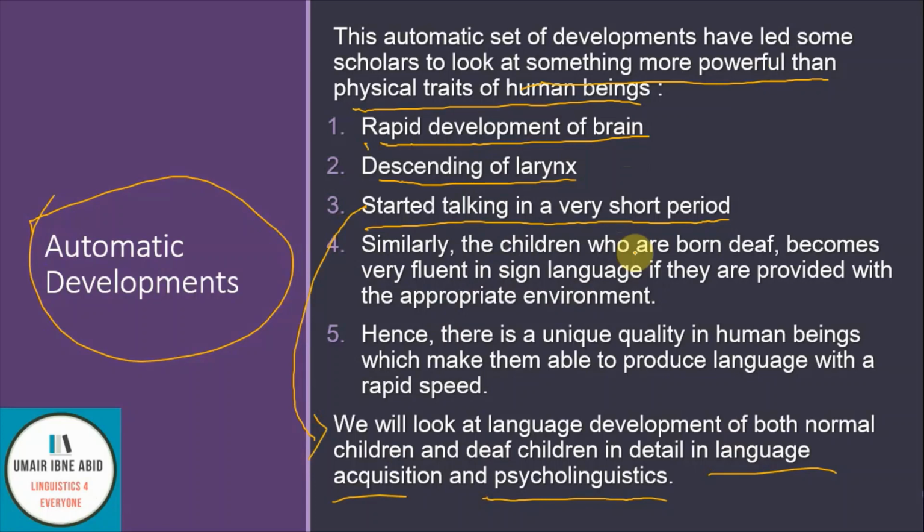We can also look at deaf children. They also become very fluent in their sign language if they are provided with an appropriate environment. A very surprising result is that for those children who are fluent in sign language, their speed is so high that it matches those children who can speak. So their sign language speed is equal to the speech of normal human beings. You can see how fast our brain works. Hence there is a unique quality in human beings which makes them able to produce language at a rapid speed.